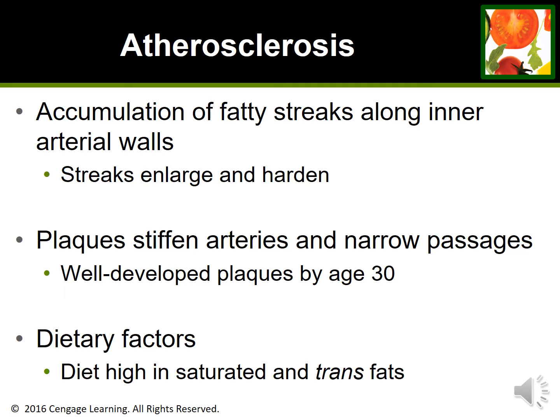Now, what can happen is if the inflammation that we discussed is chronic, then the inflammation can actually cause these plaques to burst. And when they burst, they can lodge in different places and cause some other major issues.